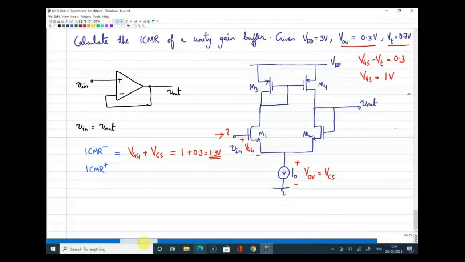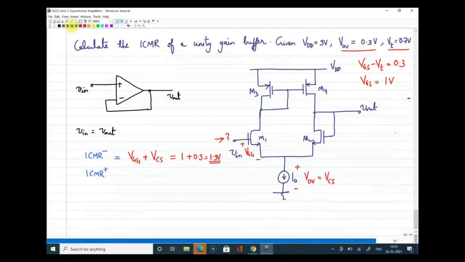Right. Now what is ICMR plus value? So ICMR plus is the maximum voltage I can apply here, the maximum voltage that can be given to the gate. So what will be the maximum voltage which I can apply to the gate of this transistor M1? Any idea? Dhananjay, are you there, Dhananjay? Yes, sir. Yeah. Can you tell me what can be the maximum gate voltage I can give to this MOSFET M1 to maintain it in saturation?